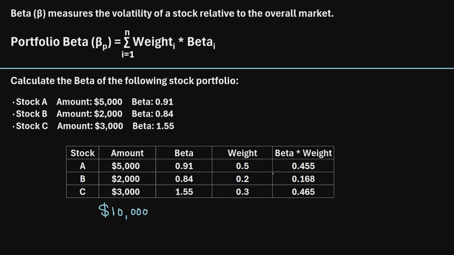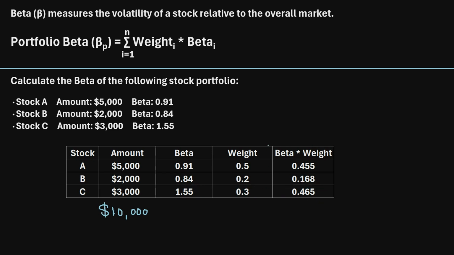The last thing we need to do is simply multiply the beta by the weight. So the beta of stock A, we're told, is 0.91. So we're going to do 0.91 times the weight of stock A. When we multiply these two values together, we get 0.455. And we repeat the process again for stock B. We take the beta of 0.84, multiply it by 0.2, and we get 0.168. And we do the same thing with stock C. We take the beta of 1.55, multiply it by the weight of 0.3, and we get 0.465.